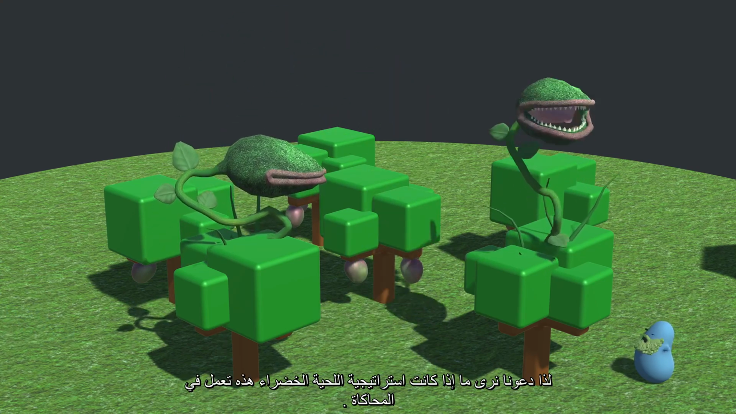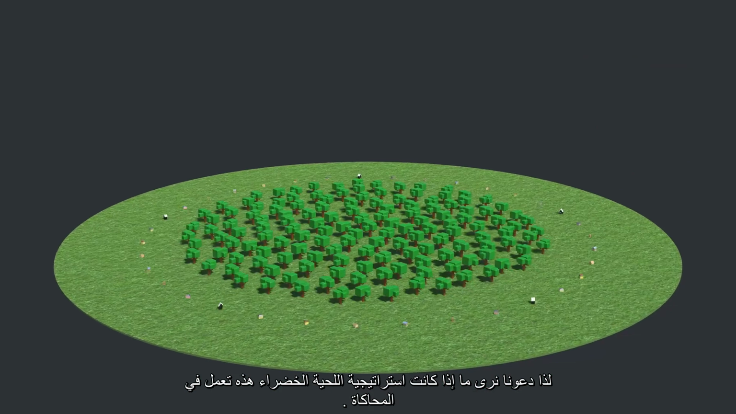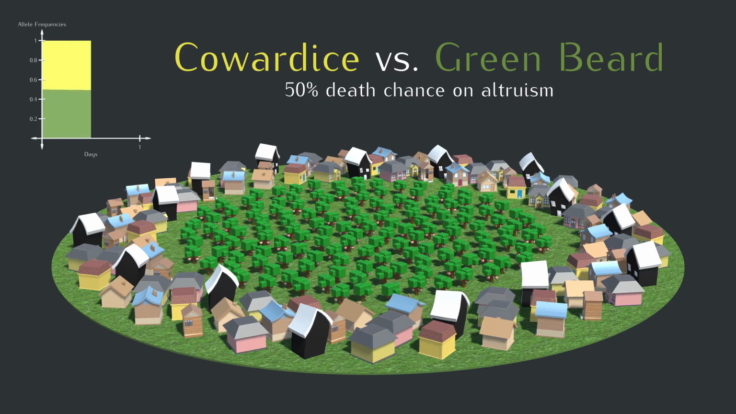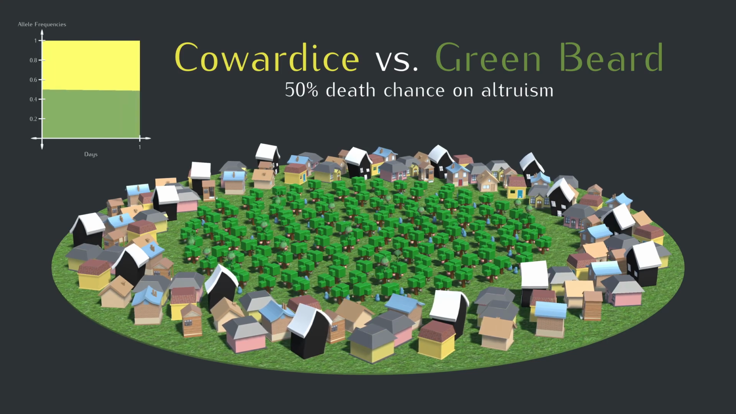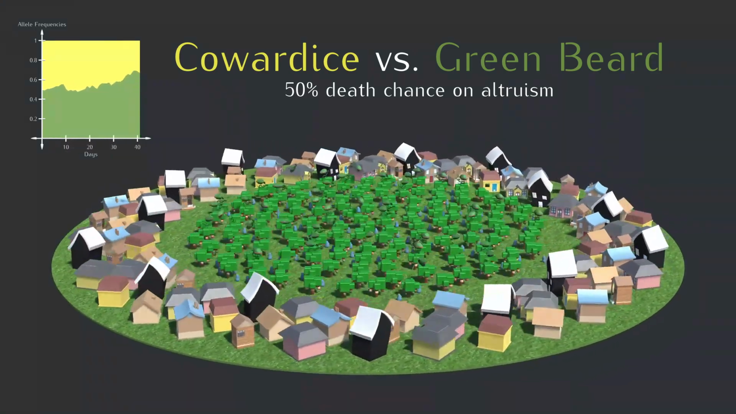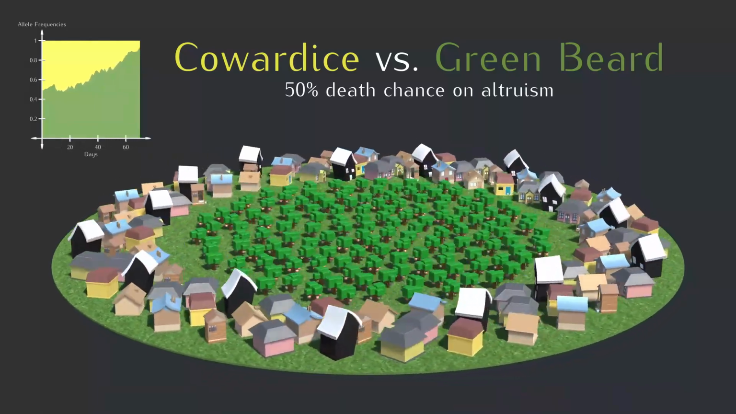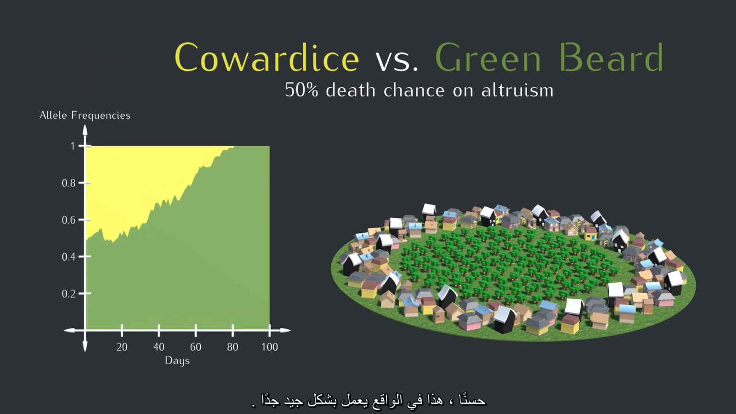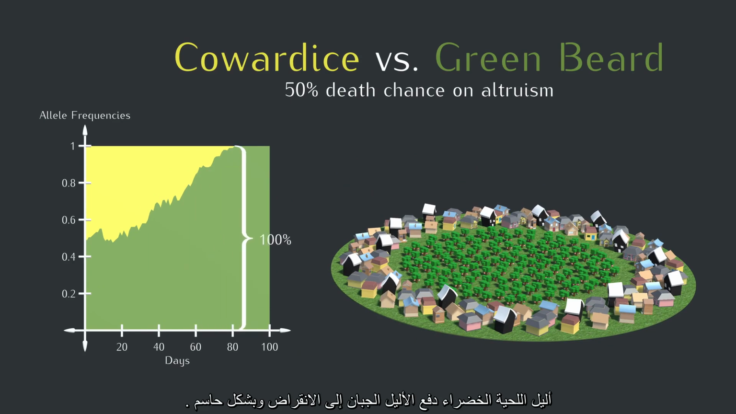So let's see whether this green beard strategy works in a simulation. And let's go back to the 50% chance of getting eaten after giving a warning. What do you think? Okay, that actually worked pretty well. The green beard allele drove the cowardly allele to extinction, and decisively so.